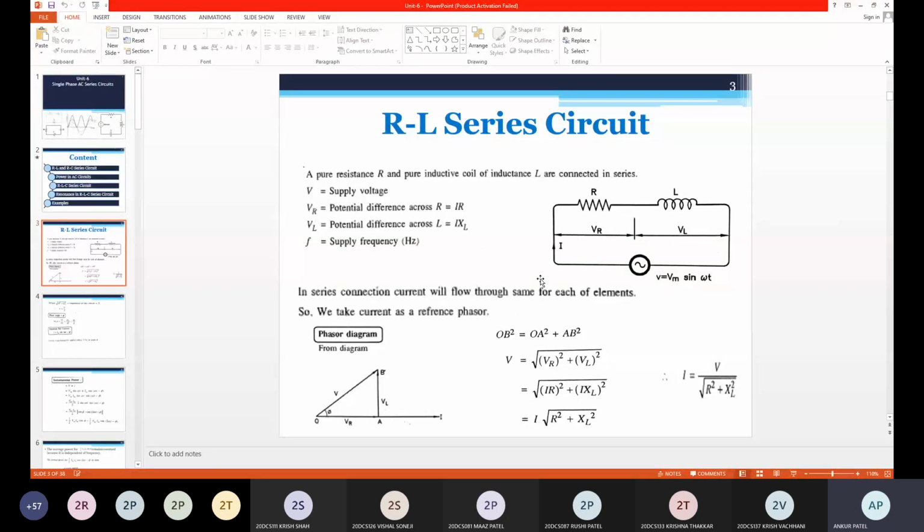XL is equal to omega into L, equal to 2 pi F into L. Unit of XL is ohm, and F is the supply frequency. As we have AC connections, we need to consider this frequency. Frequency is nothing but the number of cycles completed by an alternating quantity per second. As in DC we don't have any cycle, for DC the frequency is equal to 0, whereas for an alternating quantity, it changes its magnitude and direction. So we need to consider cycles, and for that we have the frequency value.